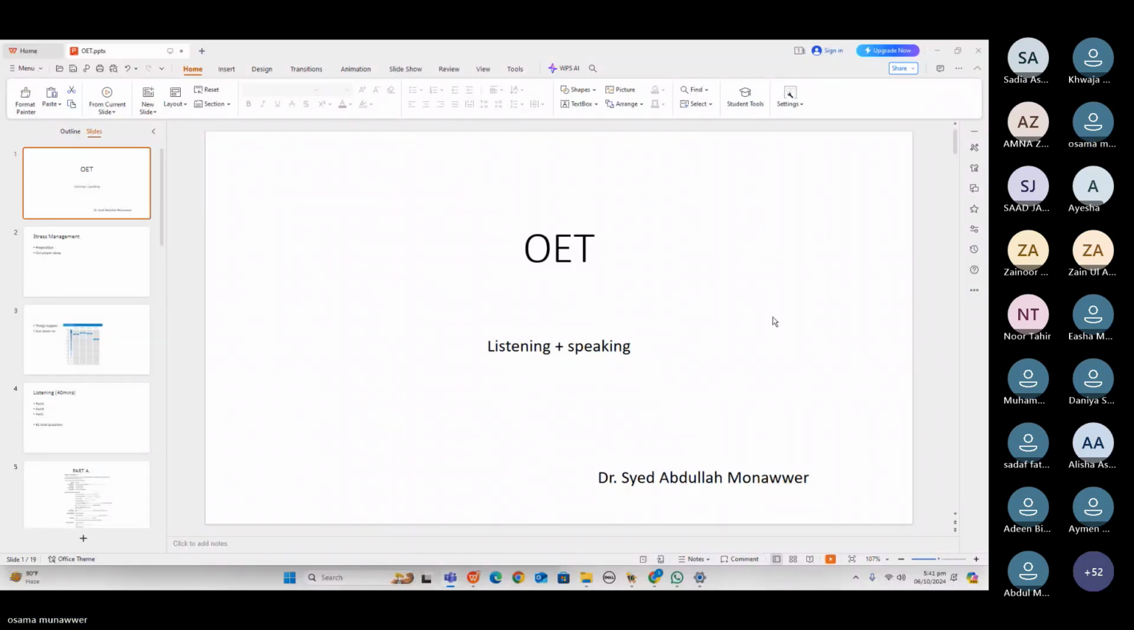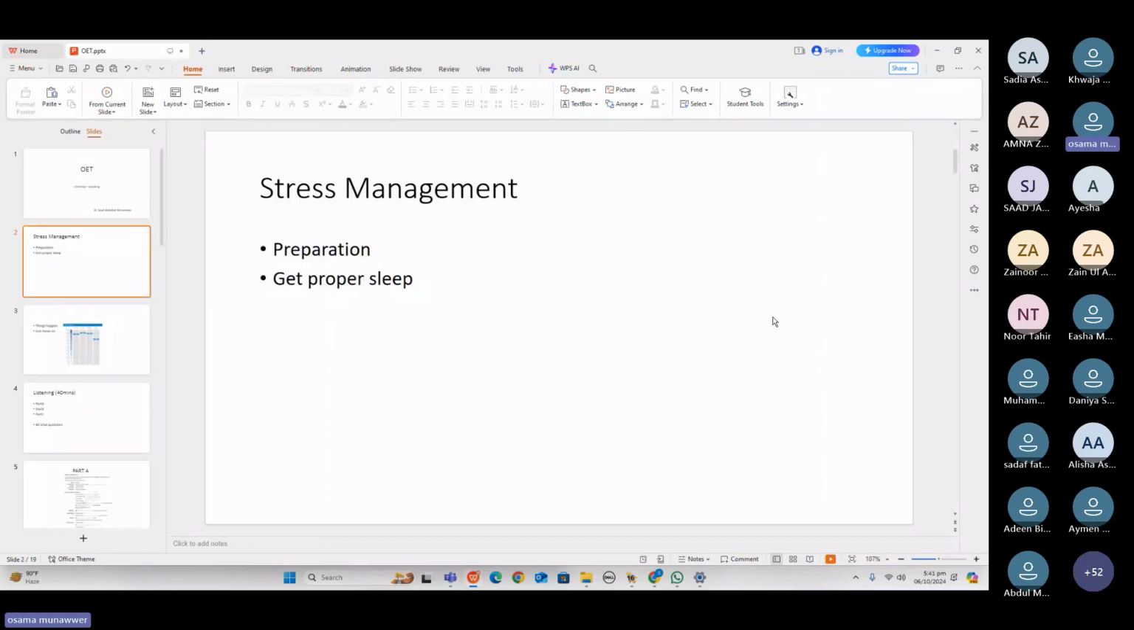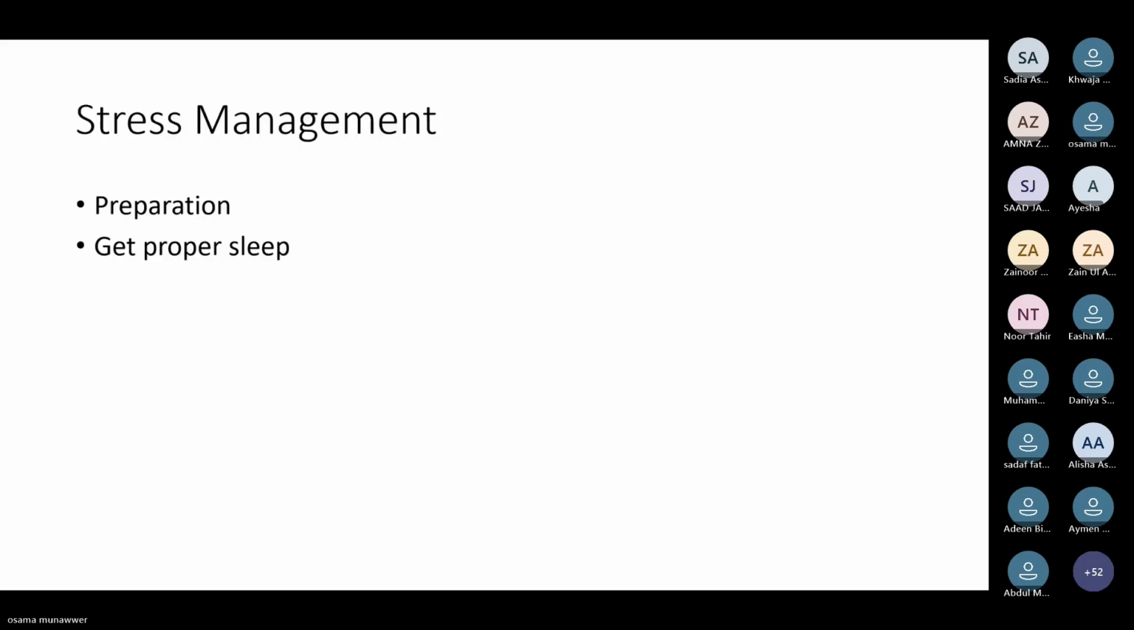So, stress management. If I'm very honest, this really isn't the most stressful exam that we'll be taking. It's probably the easiest one, and any person with a decent vocabulary and decent grammar can easily clear the exam. So there's not much to stress about in this exam.